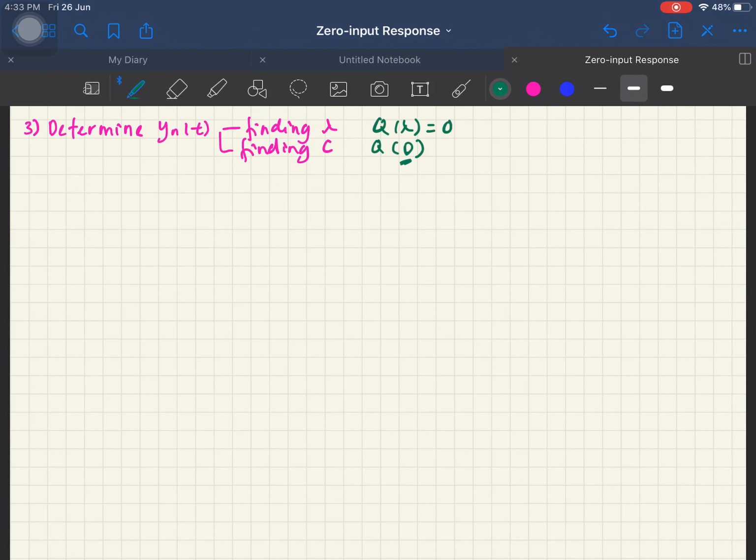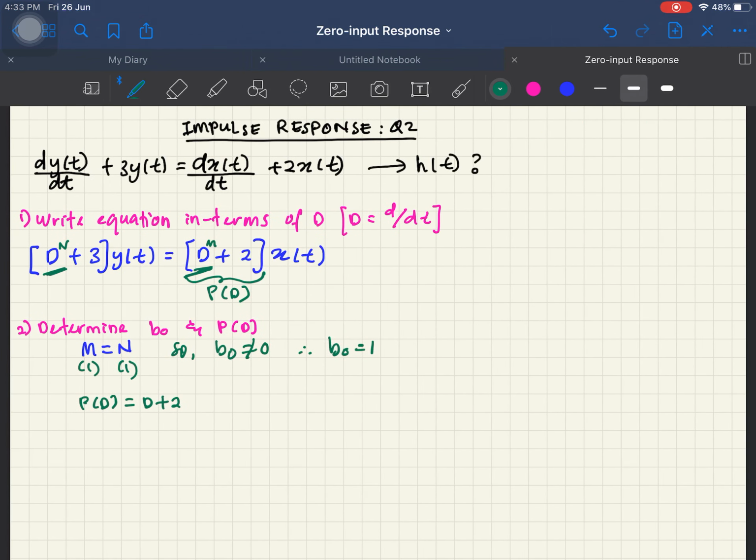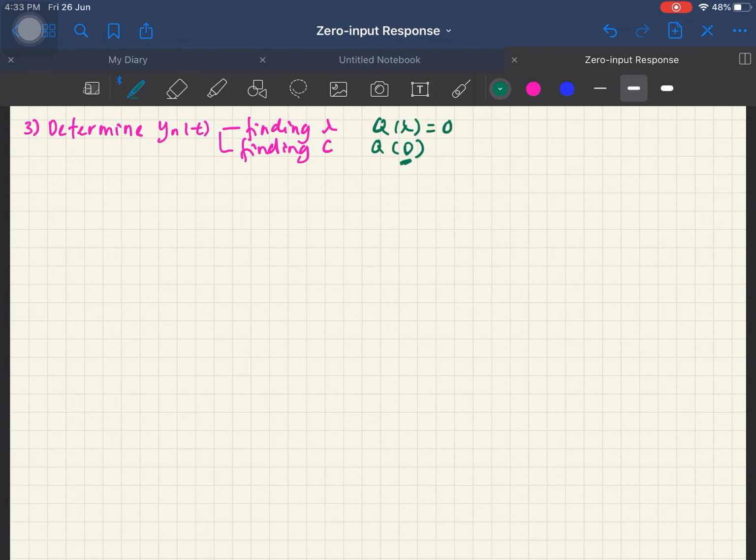So we have this Q(D), which is D + 3. So let's write lambda + 3 equals 0. This is our characteristic equation. So we will have lambda equals minus 3. This time we only have one lambda.